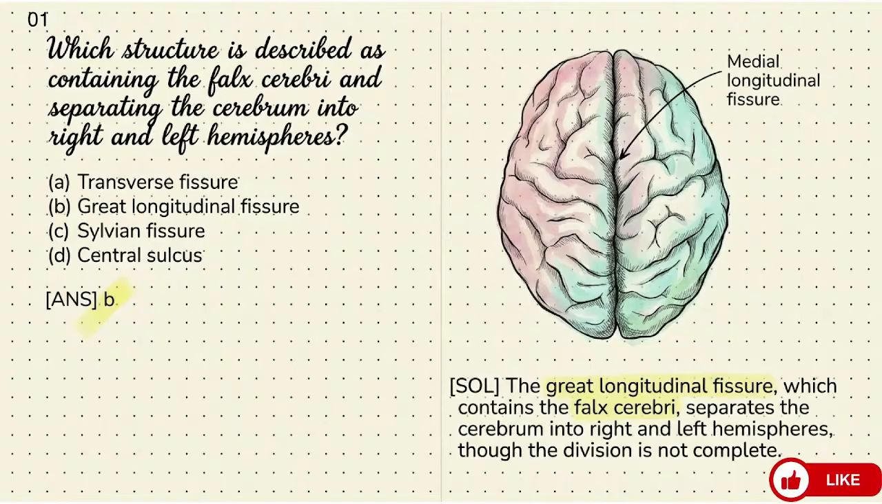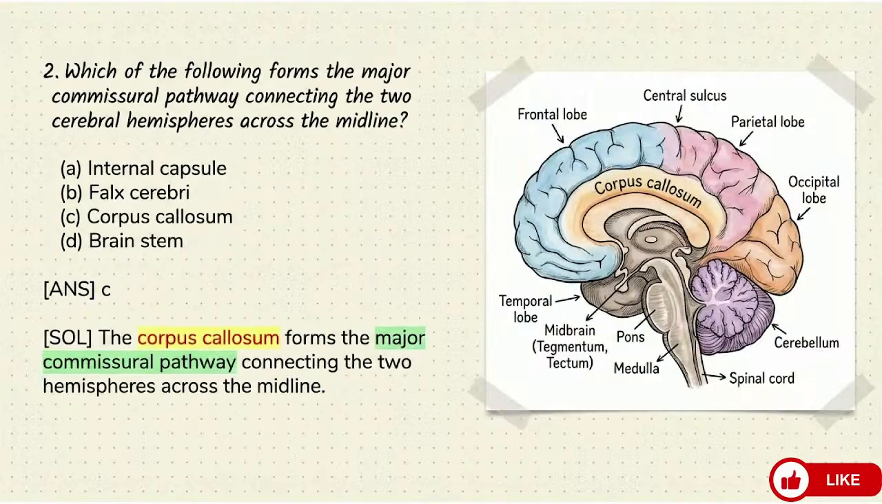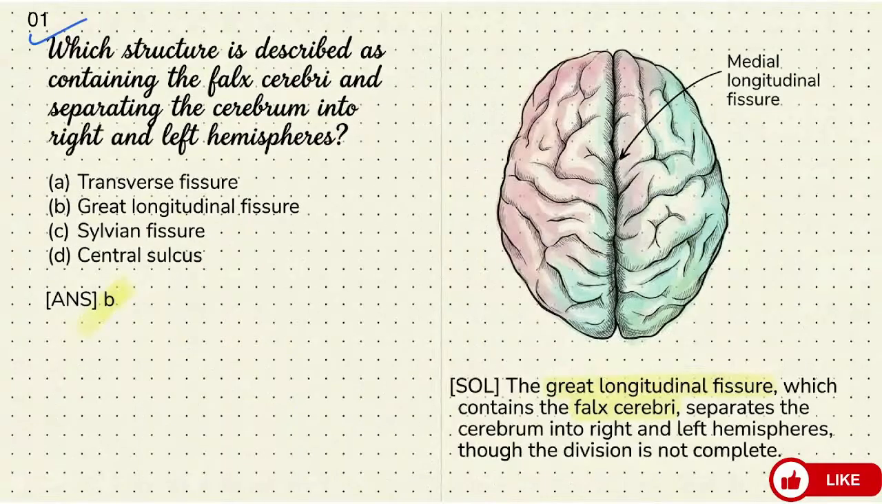So let's start. Question number 1. Which structure is described as containing the falx cerebri? It is actually the folding of the dura mater and separating the cerebrum into right and left hemisphere.